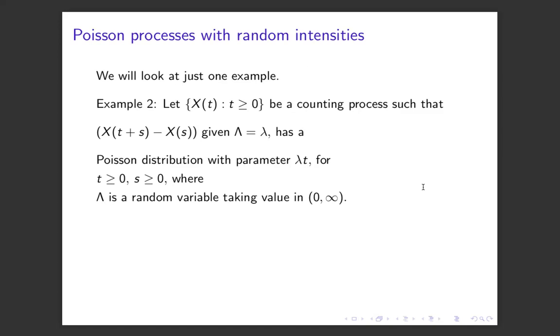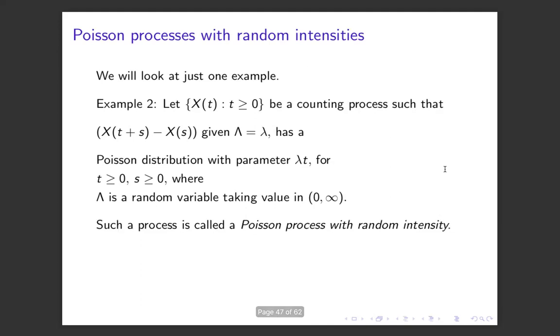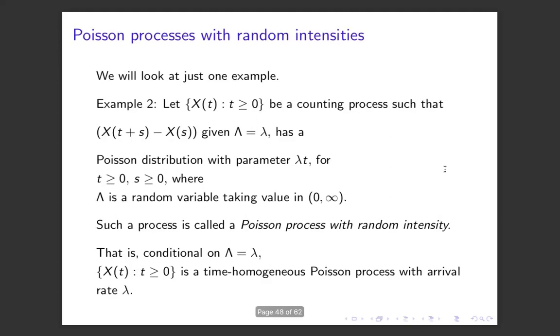So this kind of a situation, let's say you may know that it's a counting process, and also perhaps you can determine that it is approximately of this distribution and so on. But then one may realize that that parameter itself is random. Such situations do arise in practice, though we will not be seeing it in this course. So such a process is called a Poisson process with random intensity. So in other words, conditional on this random variable capital Lambda equal to little lambda, X_t is a time-homogeneous Poisson process with arrival rate lambda.